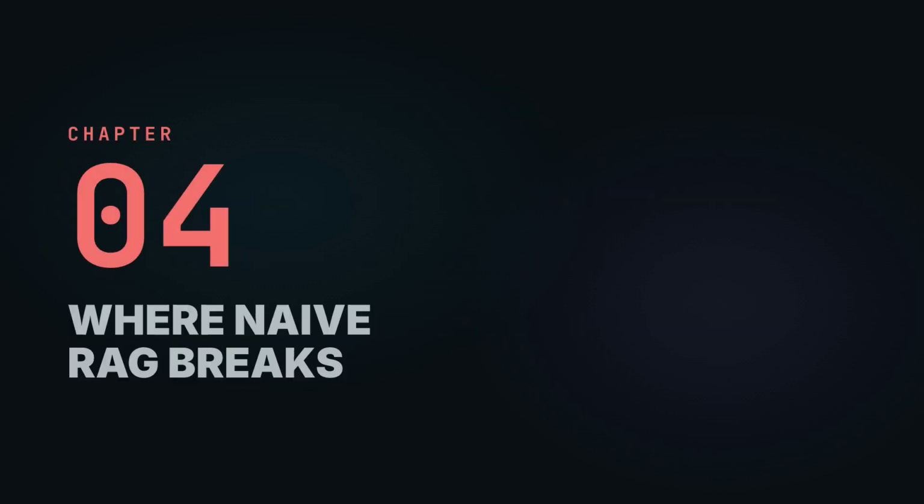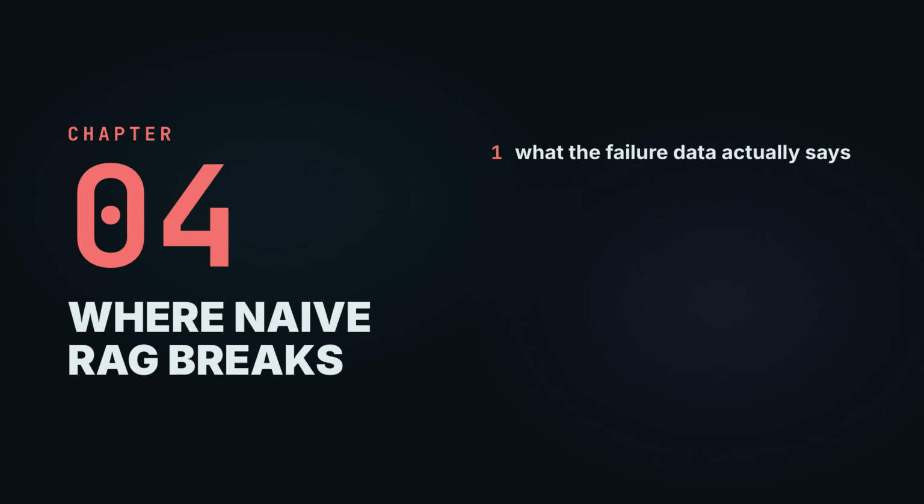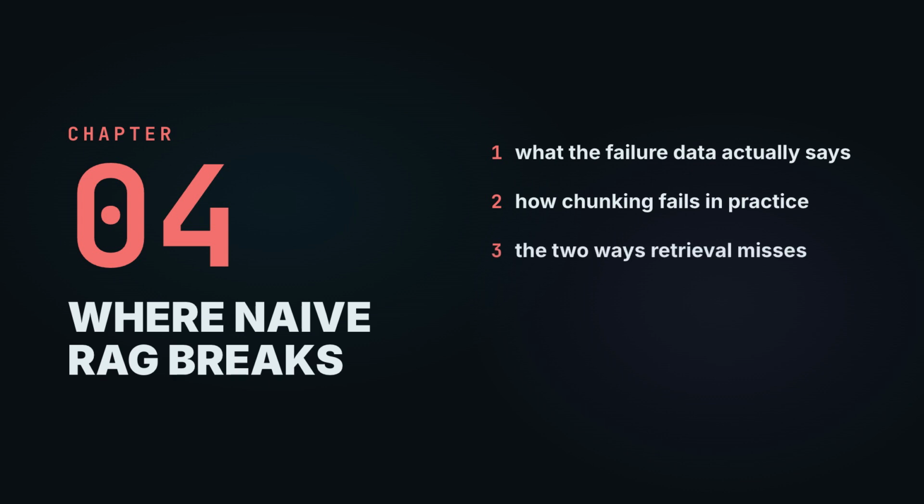Chapter 4. Where does naive RAG break? In this chapter, we will walk through 4 things. 1. What the failure data actually says, including a famous number that does not survive contact with its own source. 2. How chunking fails in practice. 3. The 2 very different ways retrieval misses. And 4. The exact match blind spot that every semantic system shares.